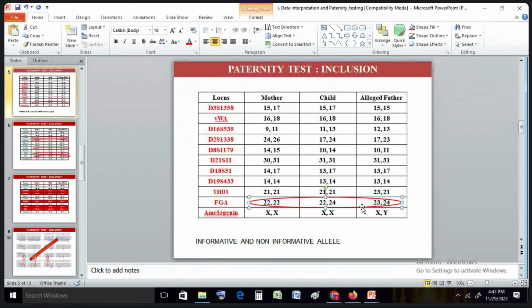So by comparing all these, let's say 10 data, only one is non-informative, the first one. But all others are informative and all give you completely match results. So at the end, you are not getting any mismatch, all match. So that's why it is an inclusive result, and it is concluding that this alleged father is almost 99.99% confirmatively sure to be the biological father of this child.